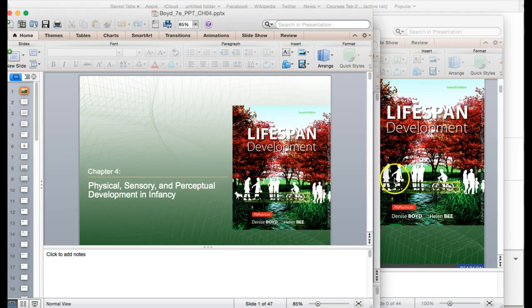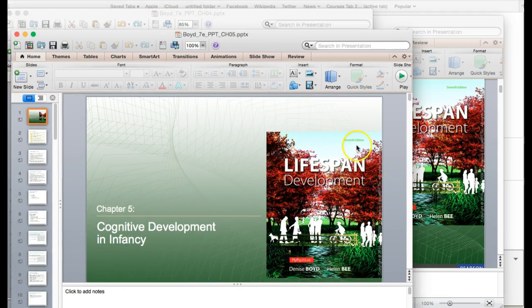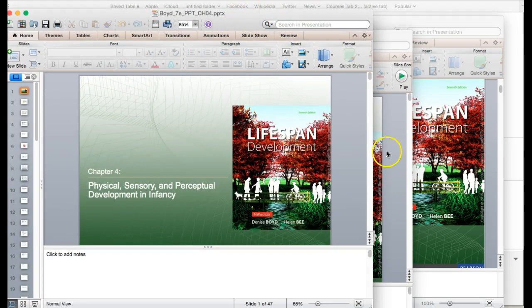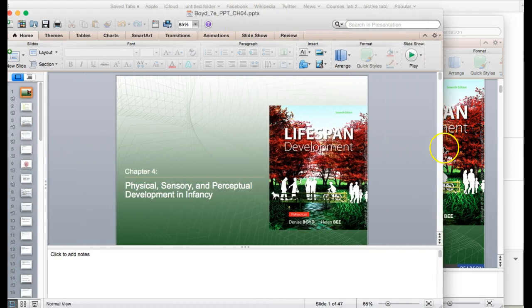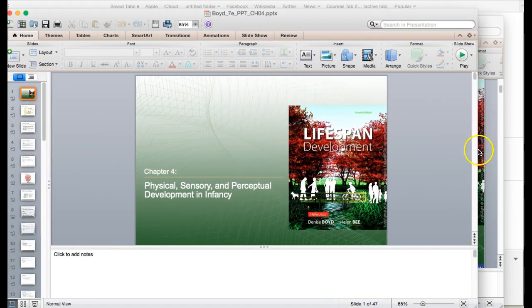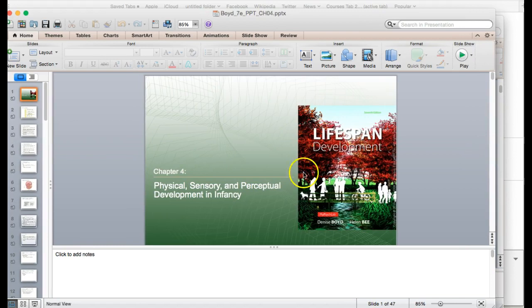So chapter 4, like I said, is over physical, sensory, and perceptual development in infancy. And again, this will be a brief overview. I won't go over everything. Like I said, if you have any questions, comments, or concerns, please reach out to me and I can dig a little deeper into the material for you.